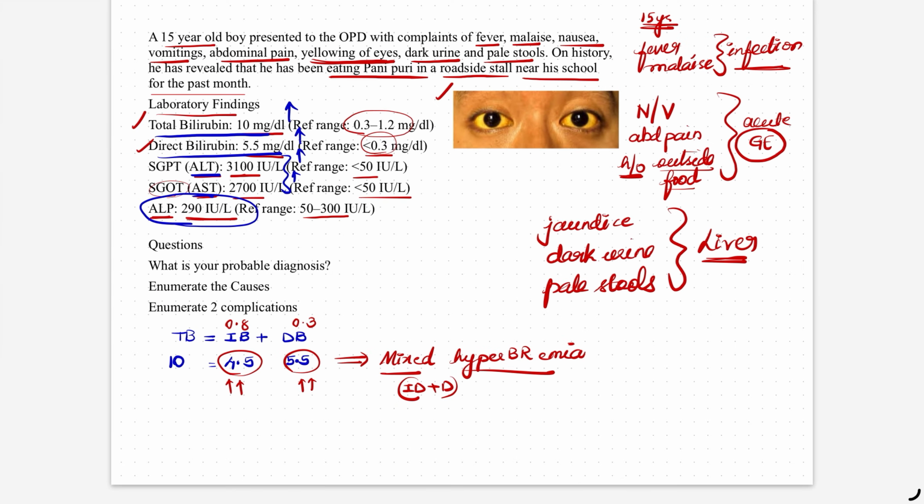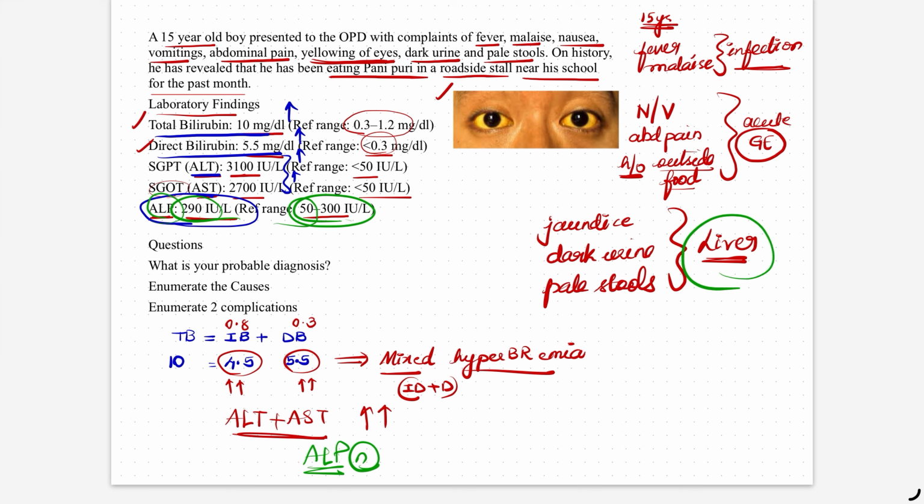And also the transaminases ALT, AST are raised. Transaminases are raised, but alkaline phosphatase is within the normal range. ALP is within the normal range. So we have deduced from the clinical clues that there is some liver involvement and some infection kind of pathology. And from this we have deduced that this is mixed hyperbilirubinemia with rise of transaminases and normal phosphatase.